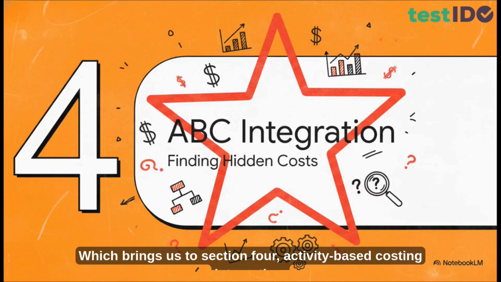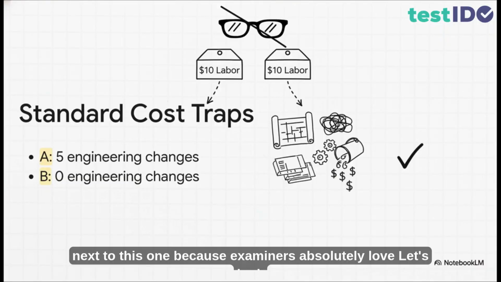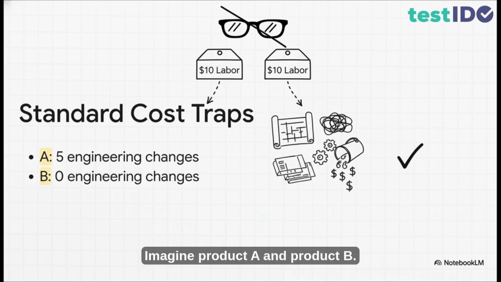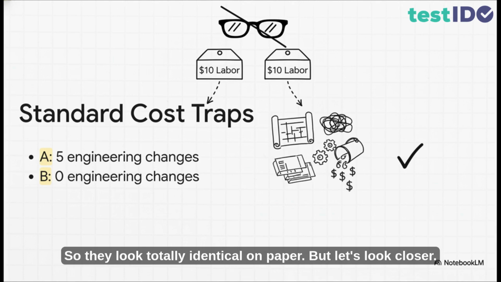Which brings us to Section 4, activity-based costing integration. Put a massive mental star next to this one because examiners absolutely love to test this. Let's look at a classic trap where they always try to trip students up. Imagine product A and product B. According to standard costing, they both use exactly $10 of labor. So they look totally identical on paper.